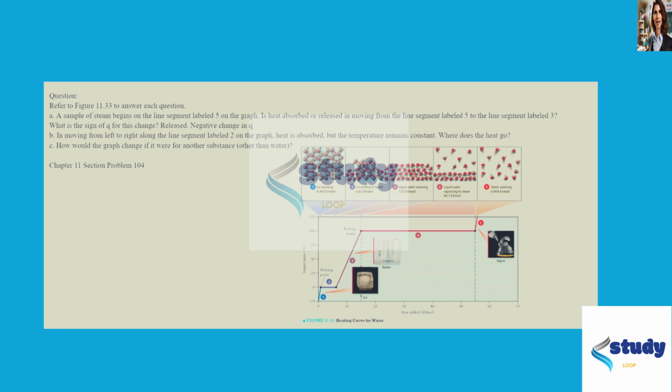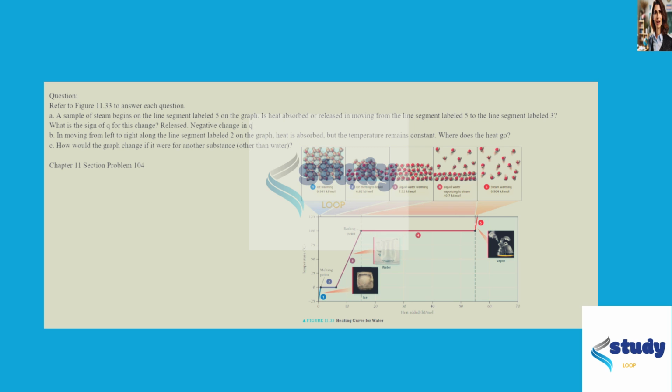Okay. B, in moving from left to right along the line segment labeled 2 on the graph, heat is absorbed, which confirms our answer from A. But the temperature remains constant. Where does the heat go? So it is true that when you're melting ice, the temperature doesn't change until you have completed the conversion from solid to liquid. And that energy goes really into disrupting the stabilization provided by the crystal lattice structure. So it goes to breaking that stability provided from the solid.